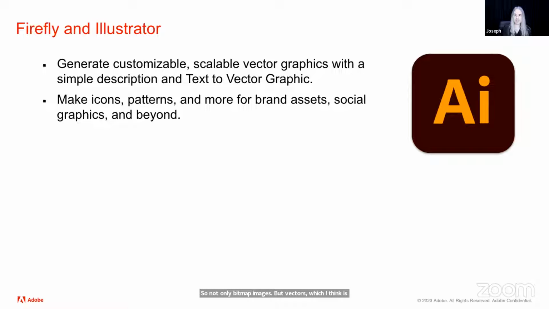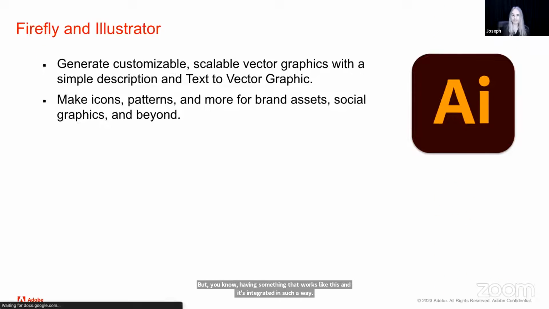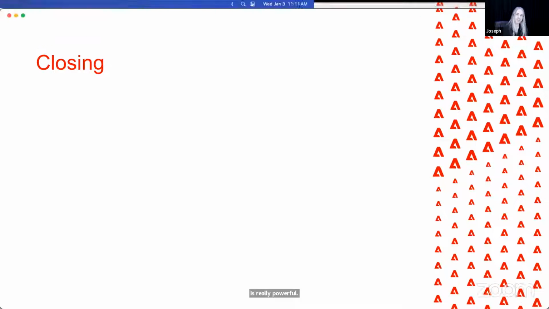And one of the unique things about Firefly is that it does expand into all of these areas that a lot of other generative AIs either only just touch upon or don't explore at all. A lot of generative AIs just produce bitmap images, right? Which is great, and a lot of them do a great job of it. But having something that works like this and that's integrated in such a way is really powerful. So, well, we're not in closing yet.